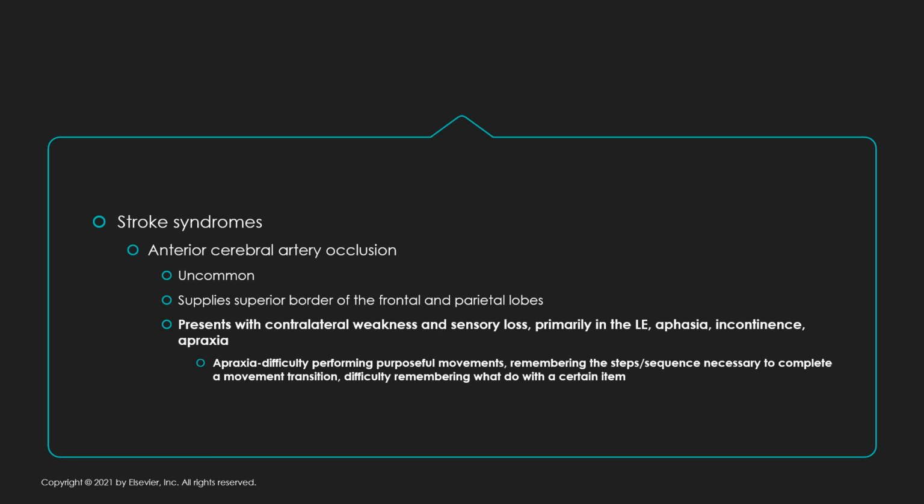And apraxia is difficulty performing purposeful movements, remembering the steps or sequences necessary to complete a movement transition, or remembering what to do with a certain item. And so we're looking at contralateral weakness and sensory loss because it's the opposite side of the brain controlling the opposite side of the body. And just based on brain area distribution, we're going to see the lower extremities more affected and the impacts of potential aphasia because of the speech areas involved.